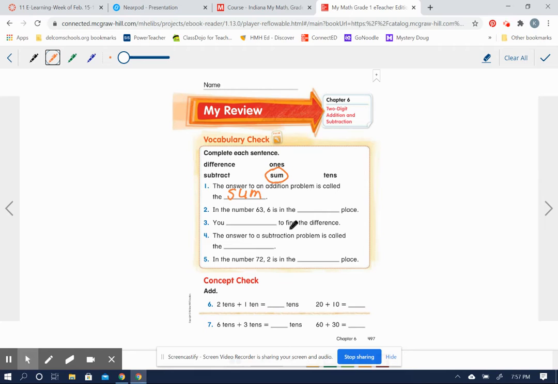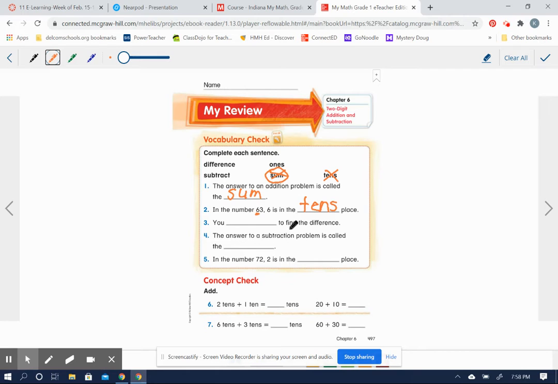Number 2. In the number 63, the 6 is in the what place? Is that in the difference place, the ones place, the subtract place? It's not the sum because we've already used that word. The tens place, the 6. Yes, that would be in the tens place, wouldn't it? Oh, for heaven's sakes, that's not how you spell 10. Let's see if I can erase that. There we go. Oh no, I don't want to clear all of it. Get back to my pen. Yes, the tens place. So now we've used that word.